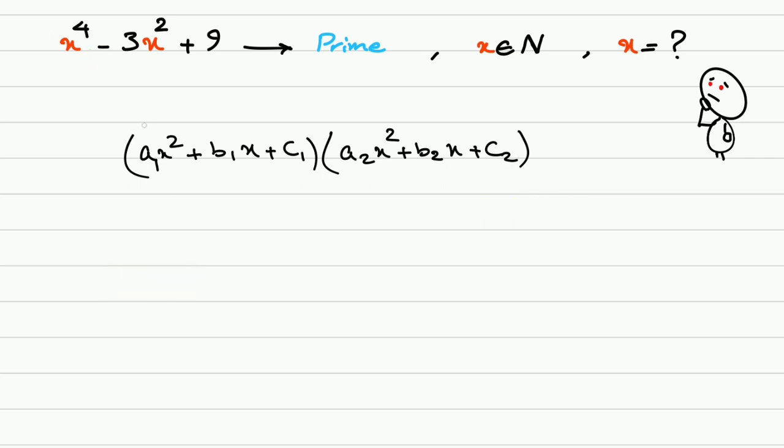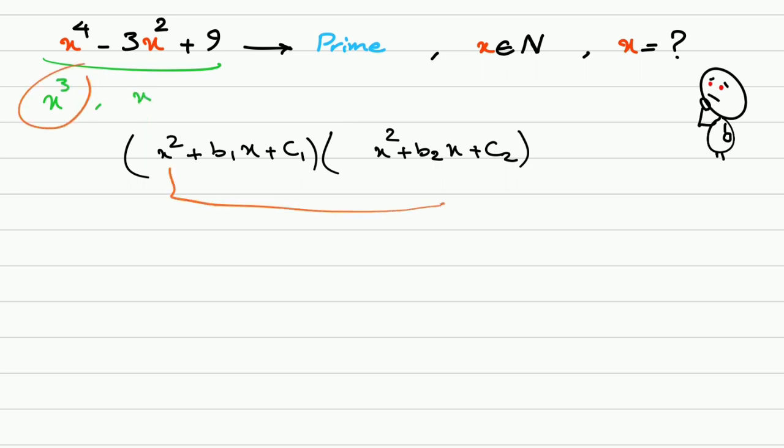Let's assume that a1 and a2, both of them are 1. And in this expression, we don't have x cubed or x. How is x cubed produced in here? Multiplying this by this and this by this. So we want to make sure that b1 and b2, these two coefficients, are opposite. In that way, we'll get rid of x cubed terms. So let's say plus b times x, and here minus b times x.